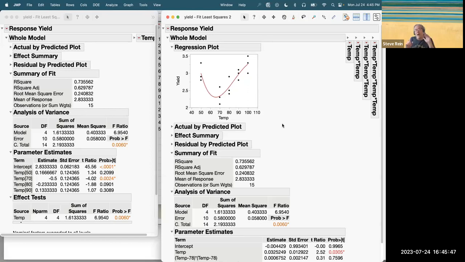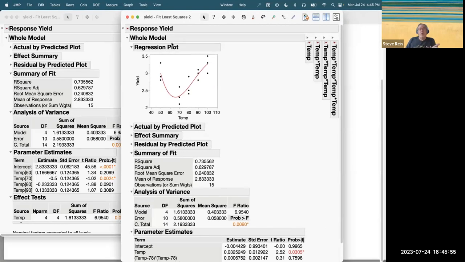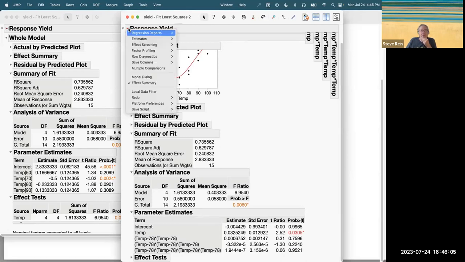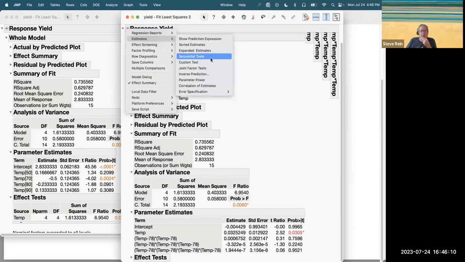So I like the interpolation, the extrapolation, not so much. What is another benefit of this complex fourth order polynomial model? And that is found not in the effects test, but rather in my sequential tests.